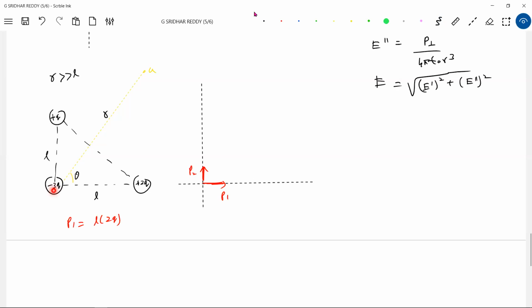This minus 3Q charge, shall I break it up? Minus 2Q plus 2Q, minus Q and plus Q. And P2 should be L into Q. The vector sum of this, how will it be? Let this make an angle alpha.